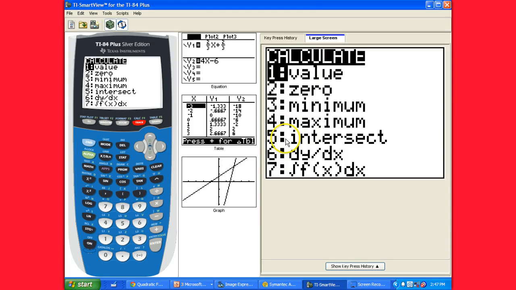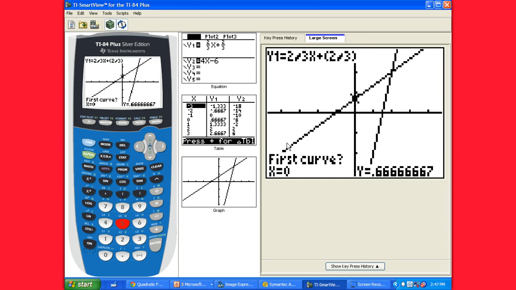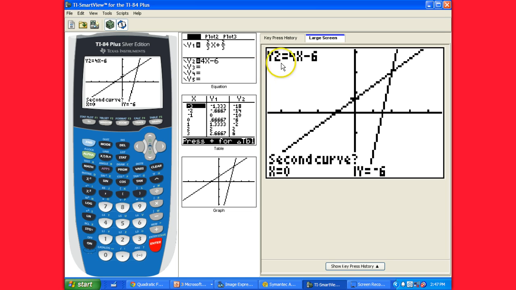So for this one, we want to choose intersection down here. So I'm going to choose number 5. And when I do, it'll automatically position itself on what I have in y1 and say, do you want me to use this for the first curve? It has positioned itself on the graph of 2/3 x plus 2/3. So I just hit enter to tell it yes. Then it jumps over and says, do you want me to use this, y2 equals 4x minus 6, for the second curve?